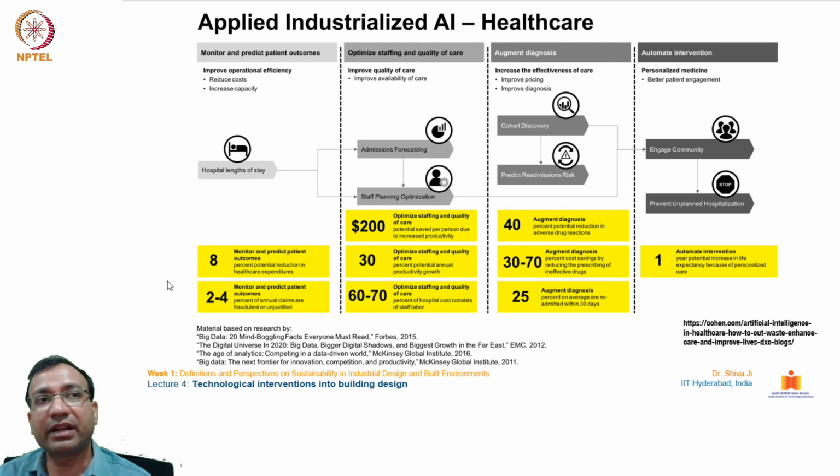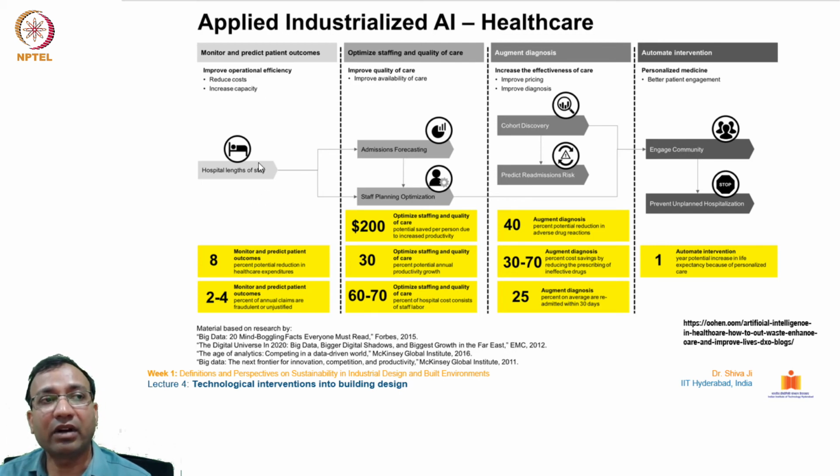This talks about applied industrialized AI in the healthcare sector. So how this AI is going to help healthcare, we will see this table one by one. So the first column suggests monitoring and predicting patient outcomes. So improving operational efficiency, reducing cost, and increasing capacity, of course.